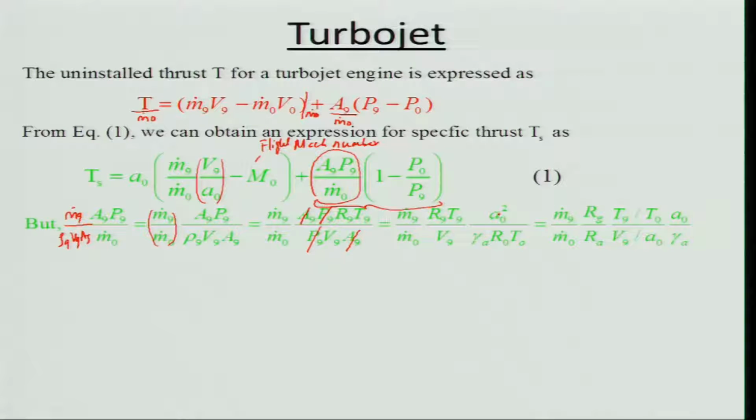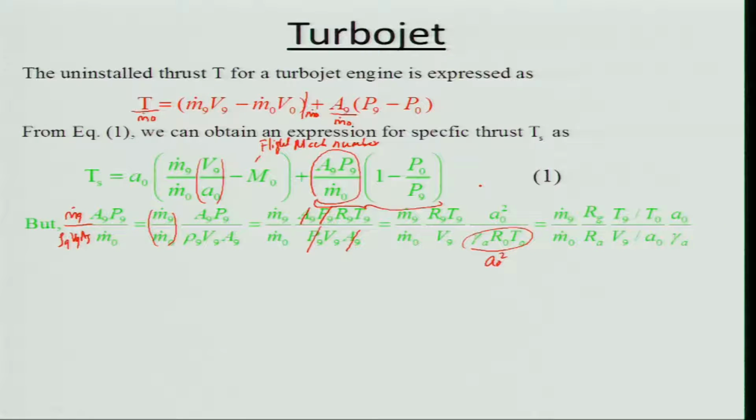What I will do is multiply in the numerator a naught square, that is the speed of sound at the free stream, and divide by gamma a R a T naught, because I am just writing a naught square. Can I not do that? There is no harm in doing that, am I right? The same thing.